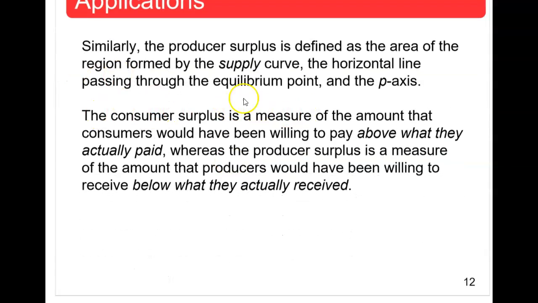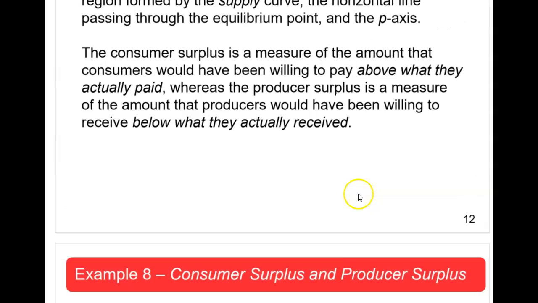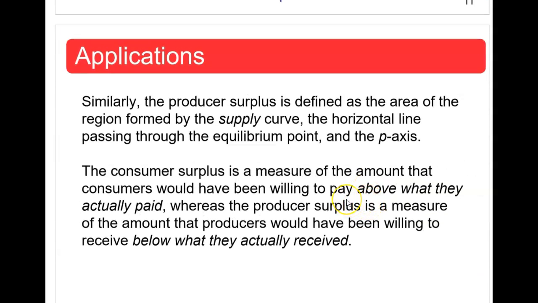The consumer surplus is a measure of the amount that consumers will have been willing to pay above what they actually paid, whereas the producer surplus is a measure of the amount that producers will have been willing to receive below what they actually received. Okay, so this is a little different than what I teach in business math. So I need to kind of just transfer my knowledge to this definition.